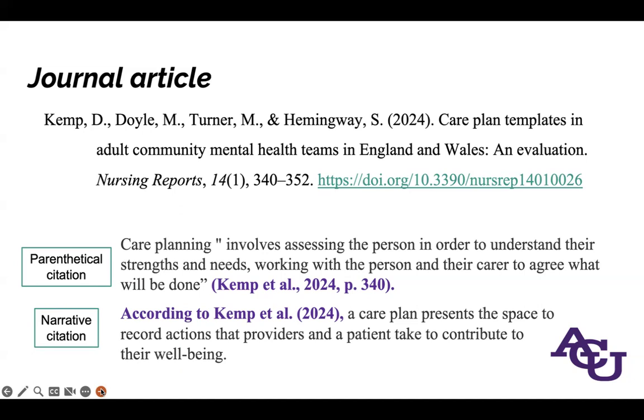So at the end of the first example here, we have Kemp et al., period, comma, 2024, comma, page 340, because that's a direct quote. You can also name the authors directly in your sentence, and you're still going to use that et al. format. According to Kemp et al., still a period, and then parentheses 2024, and then the rest of the paraphrase.